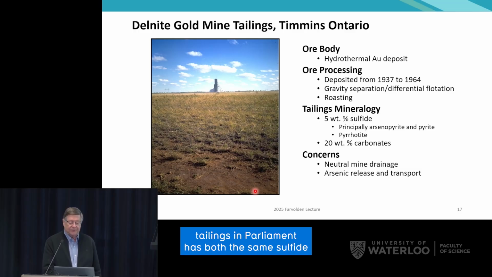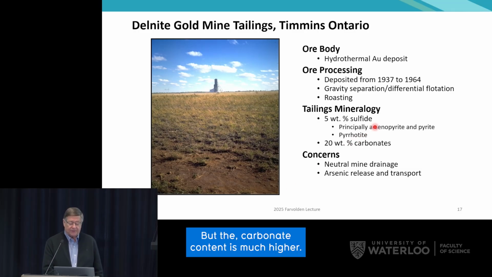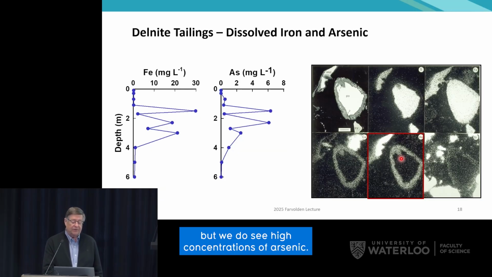So if you look at the Delnite tailings impoundment, it has about the same sulfide content as the Elliot Lake tailings, but the carbonate content is much higher. So as a result, the drainage is neutral, and we don't see very high concentrations of dissolved metals, but we do see high concentrations of arsenic.